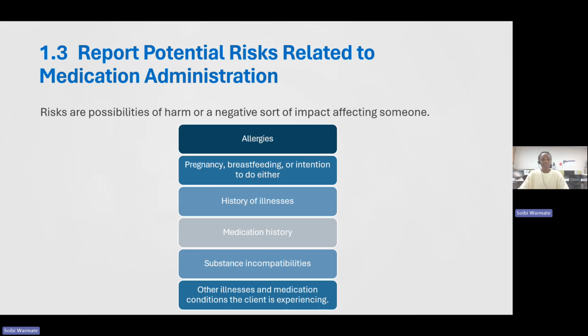Reports potential risk related to medication administration. Risks are possibilities of harm or negative impacts affecting someone or a client. We have allergies, we have pregnancy, breastfeeding, or intention, sorry, to do either of those, to be pregnant or breastfeed. We have health history of illnesses, we have medication history, we have substance incapabilities, and we have other illnesses and medication conditions the client is experiencing.